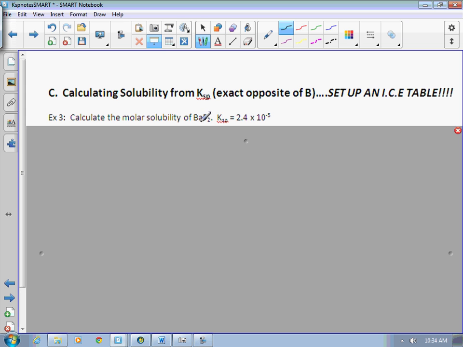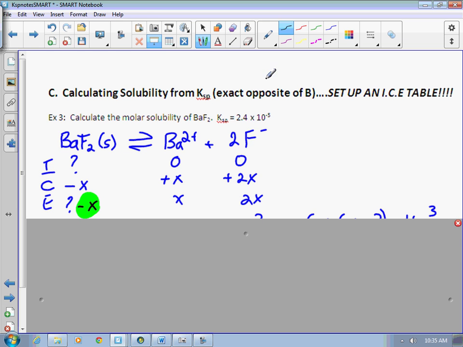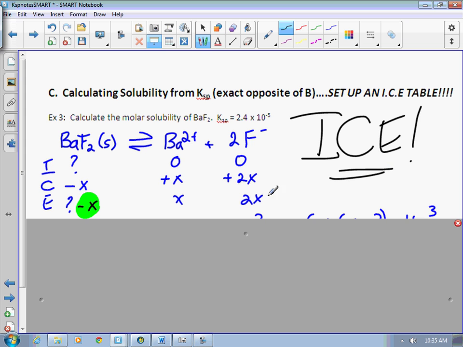By the way, we talked about this in one of my earlier videos. Fluoride compounds, you might have thought they'd behave like chlorides and bromides and iodides. Those guys are pretty soluble, but fluoride compounds, surprisingly enough, are not very soluble. All right, so let's take a look. I think you definitely want to at least think about an ICE table in your head for how to set these up.